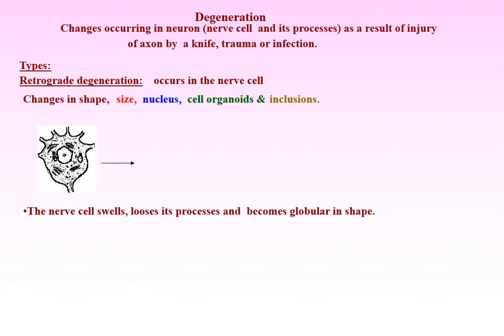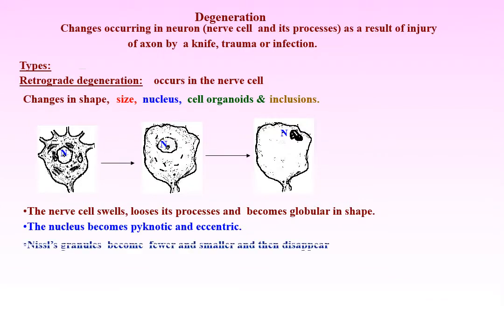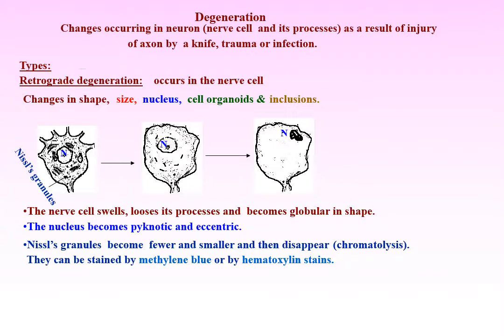The nerve cell swells, loses its processes, and becomes globular in shape. The nucleus becomes pyknotic and eccentric. Nissl granules become fewer and smaller and then disappear. Nissl granules are very sensitive to any toxin and to mild injuries. They break into small particles and disappear, a condition which is called chromatolysis. They can be observed by methylene blue or by hematoxylin stains.